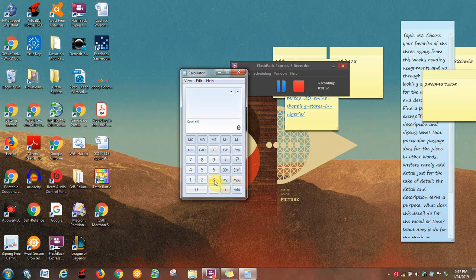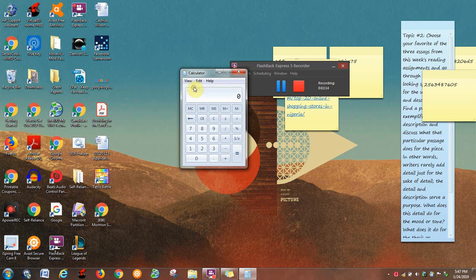We're just going to have fun with this. 3 minus add 6. Let's see what happens here. Let's see what happens. But there's no equal sign, so I don't know what to do there. Back to standard. So pretty much that's how you use a calculator.